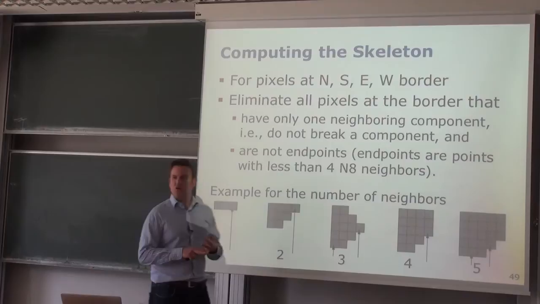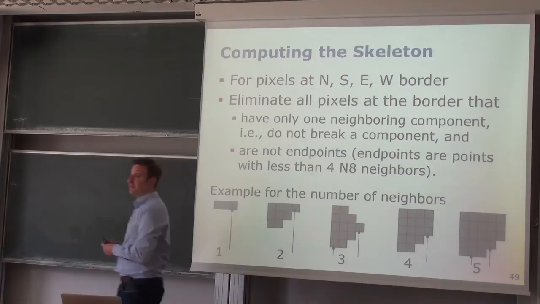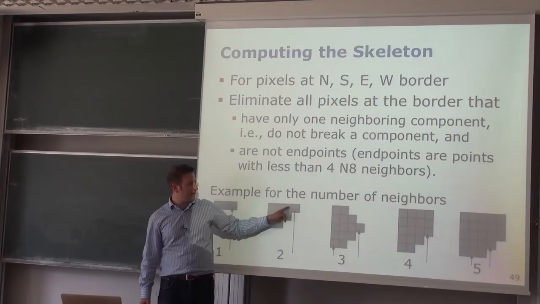The question of an endpoint is simply made by how many neighbors the point has. So endpoints are points with less than four neighbors in an N8 neighborhood. If you take this definition into account, for example, this point over here has one neighbor. This one has two neighbors, one and two in an N8 neighborhood.